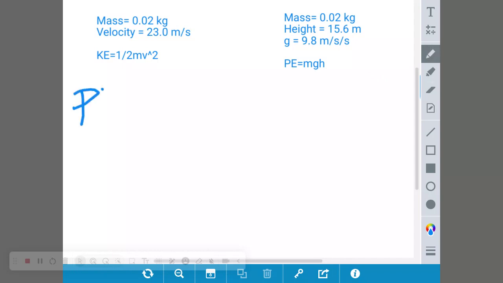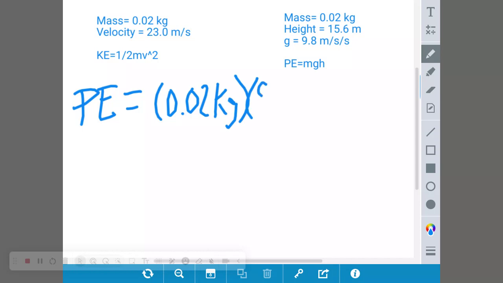Potential energy is equal to mass, 0.02 kilograms, multiplied by gravity, 9.8 meters per second squared, multiplied by the height, which is 15.6 meters.